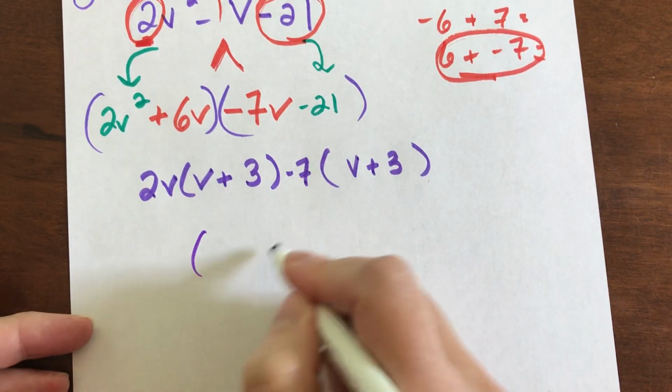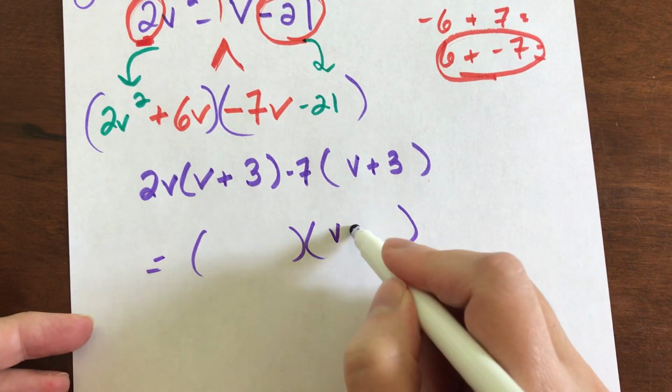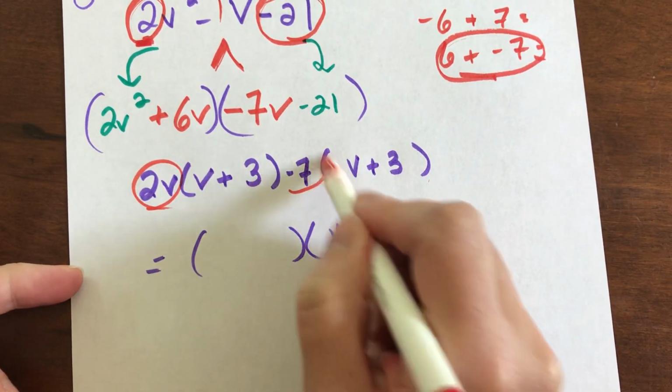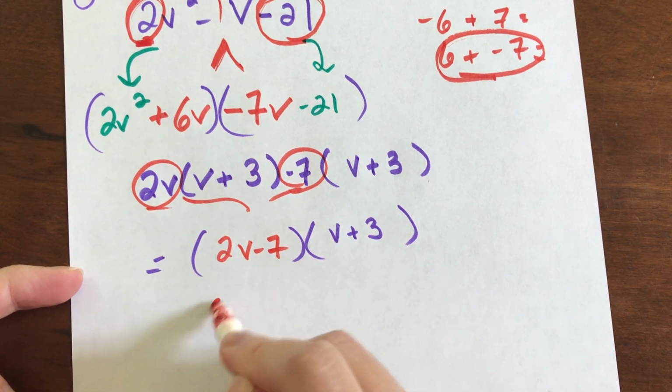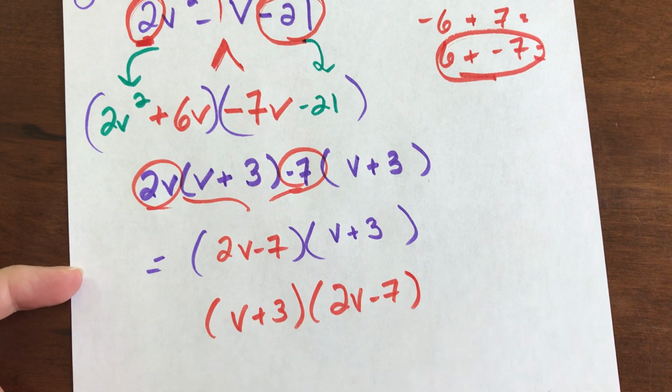All right, and so then your last step, remember, is you just put it into two parentheses. You take the duplicate and put it into one. And then the outside, the 2V and the minus 7, go into this one. And it does not matter the order. This is the same as the one above, okay? Because when you do the FOIL method, it's going to end up being the same thing.